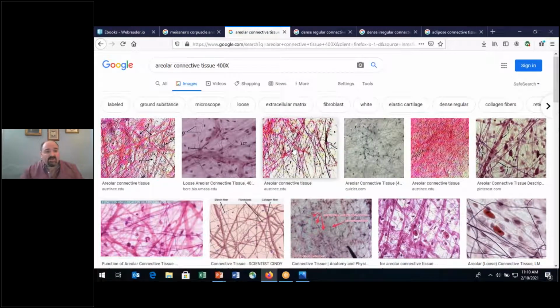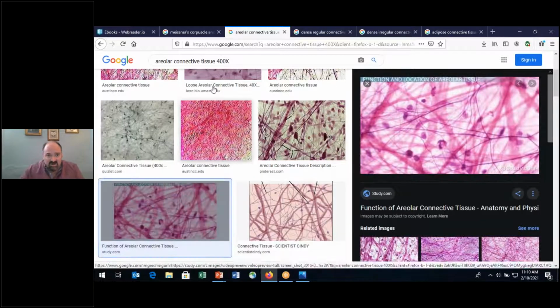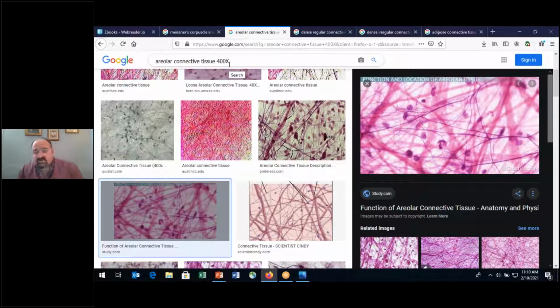But now we're going to be looking at connective tissue. We're going to be focusing on a few slides here, and then we'll move on into cartilage, bone, and blood, finishing out the connective tissue. So we'll start off with areolar connective tissue, and here would be a good representation. Recall also that when you're doing the Google search, you should put 400x at the end, so that you're looking at 400 magnification for the different tissues, because this is what you'll see in the lab.